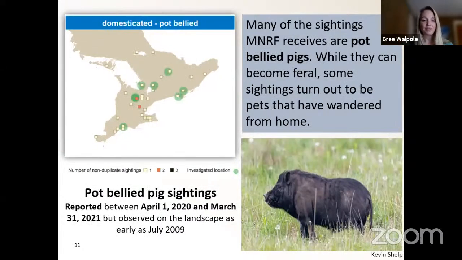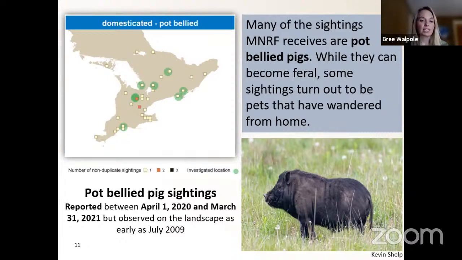Okay, and this next figure shows the sightings of invasive wild pigs that were potbelly pigs. You can see there's a number of different sightings we received. This is consistent with our previous report. And I will say when we first started collecting sightings information, we were pretty surprised to see the number of potbelly pigs that are on the landscape.